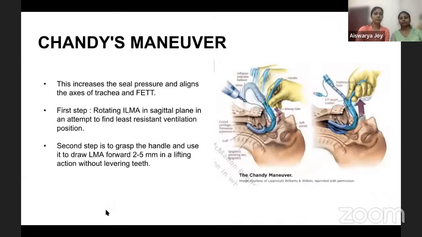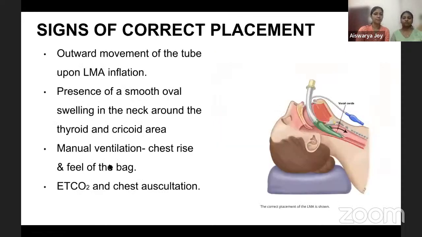The standard maneuver is for the insertion of the intubating LMA. This maneuver will increase the seal pressure and aligns the axis of the trachea and the flexible endotracheal tube, and it also helps in blind intubation. There are two steps. First step, rotating the intubating LMA in the sagittal plane in an attempt to find the least resistant ventilation position. And then the second step is to grasp the handle and use it to draw the LMA forward 2 to 5 millimeters in a lifting action without lowering the teeth.